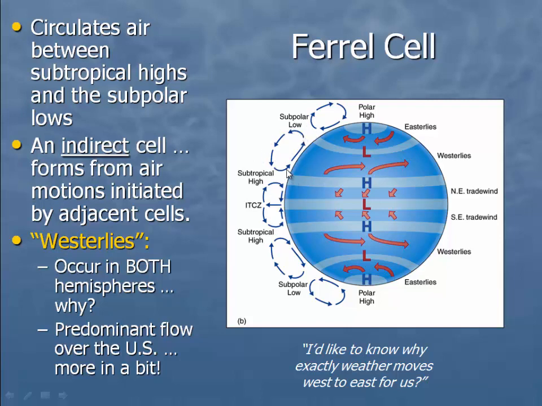Wind is basically blowing from south to north. It is deflected to the right due to the Coriolis force, and we get a westerly wind. Okay. We're going to talk a little bit more about predominant flow in the United States here in a little bit, but this should at least answer your question of that very first satellite image of the circulations that we were looking at and why weather was moving from west to east in the mid-latitudes.